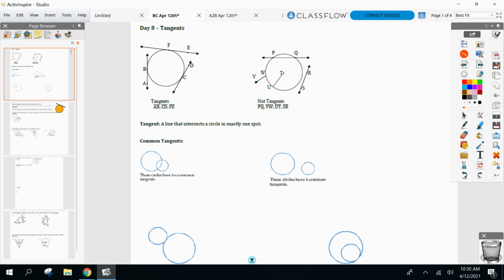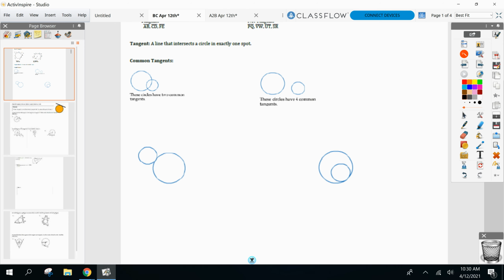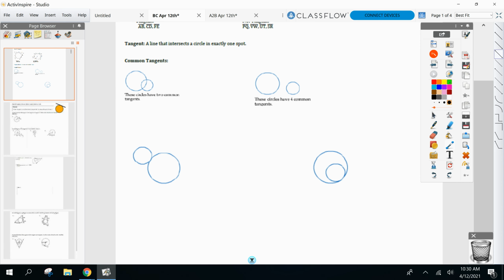I also have what's called common tangents. When you have two circles, a common tangent is a single line that I can draw that intersects each circle in one spot only. Here's what I mean. Take a look at my first diagram with the interlocking circles. Where can I draw a line that will only intersect each circle in one spot? Here's one of them.